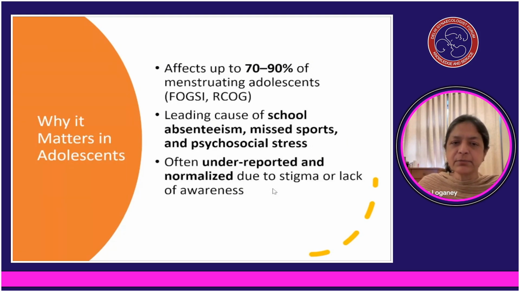So why is it important in adolescents? Why it matters? Because it is affecting 70 to 90% of menstruating adolescents. It is a leading cause of school absenteeism, missed sports, and psychosocial stress. Often, dysmenorrhea is underreported and normalized due to stigma or lack of awareness.